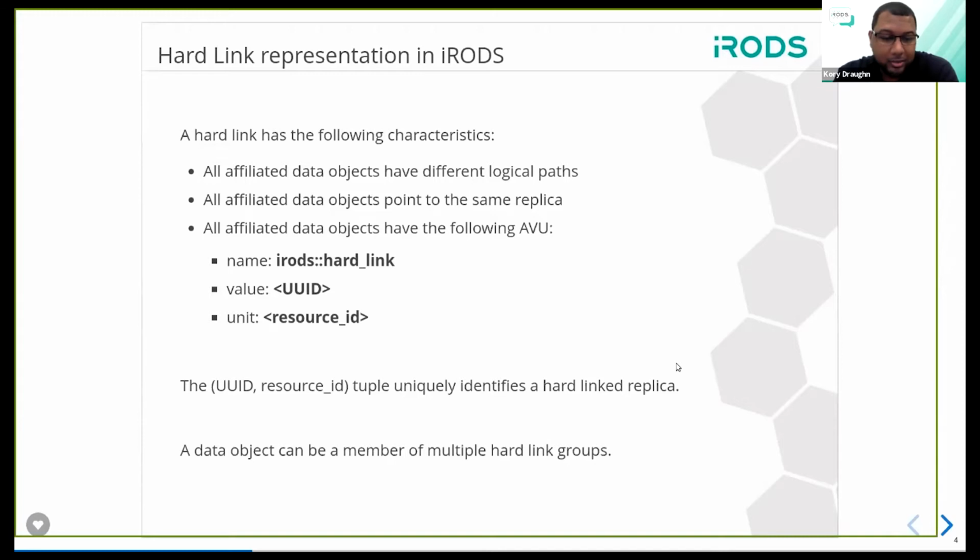And this is important because the UUID and the resource ID are there to uniquely identify a hard link replica. This also means we get the benefit of maintaining the property that, within iRODS, data objects can be part of multiple hard link groups.